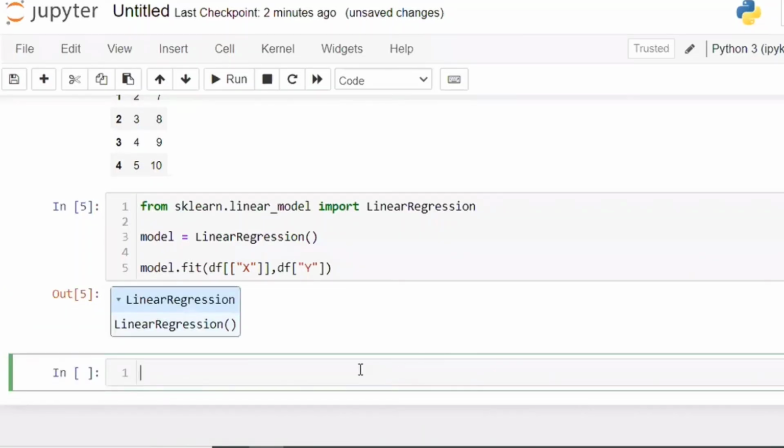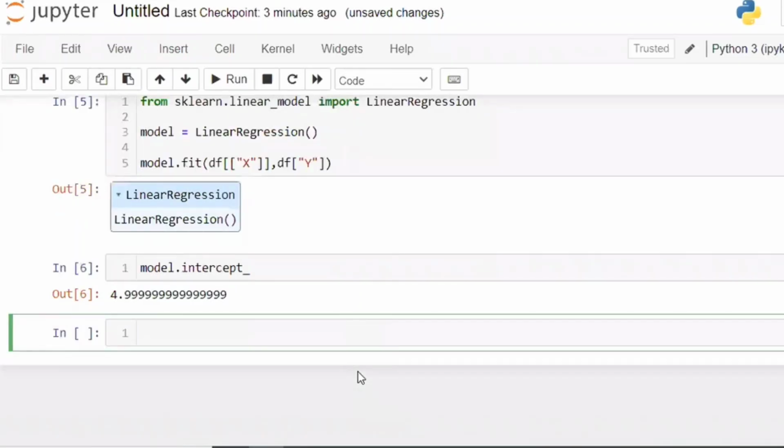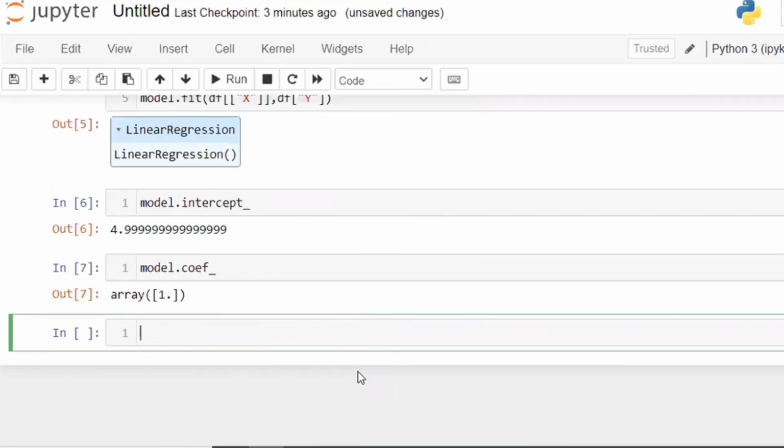Completed. Now this model, what is the intercept value you have got? What is the intercept value? 5. See? Model dot coefficient. What is the model dot coefficient value? That is slope. So coefficient is nothing but slope. 1. Answer? Slope and intercept, both are clear.